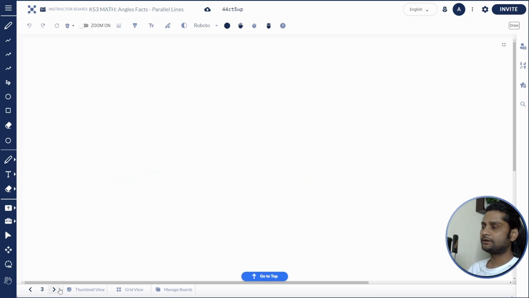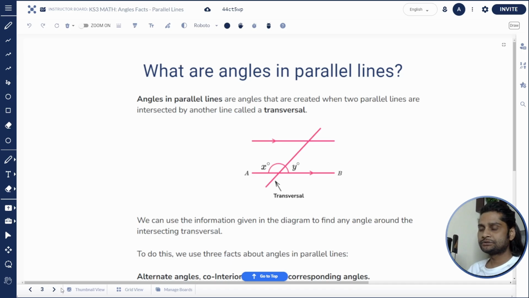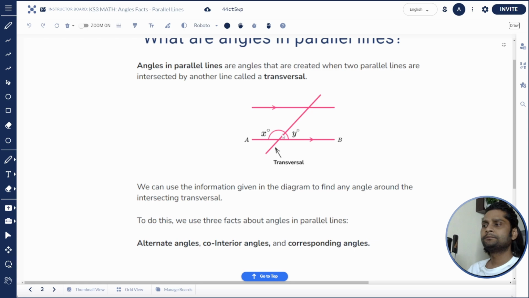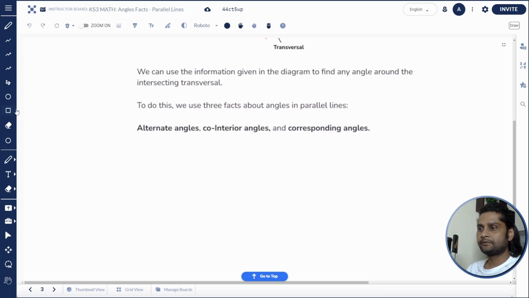Let's continue now and try to understand, when a transversal intersects parallel or even non-parallel lines, what all the angles formed are. So basically, when we have a transversal intersecting parallel lines, the lines could be even non-parallel. The angle names will still be the same. So mainly we have three pairs of angles we'll be discussing. Alternate angles. We can further divide them as alternate interior angles and alternate exterior angles. Then we have co-interior angles, or consecutive interior angles, as well as corresponding angles.